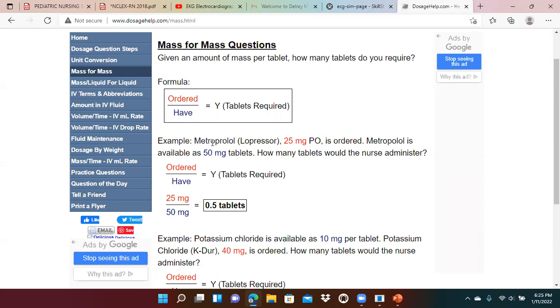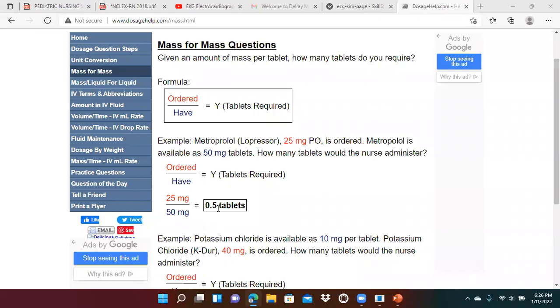Example, metoprolol. It is a hypertensive medication. The doctor prescribed 25 milligram orally. Metoprolol is available as a 50 milligram tablet, but the doctor gave 25 milligram. How many tablets would the nurse administer? So the total number of tablets equals the doctor's order, 25, divided by the medication available in hand, 50. So 0.5 tablet we need. This is the answer.